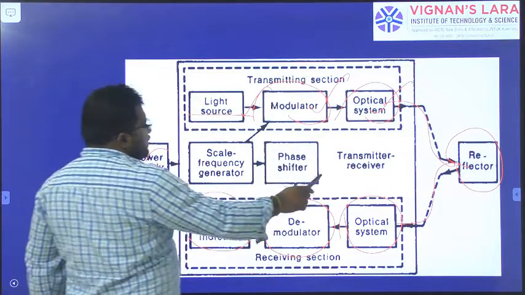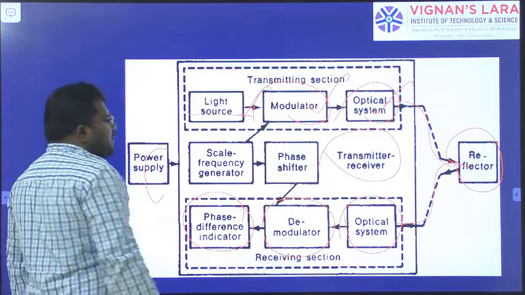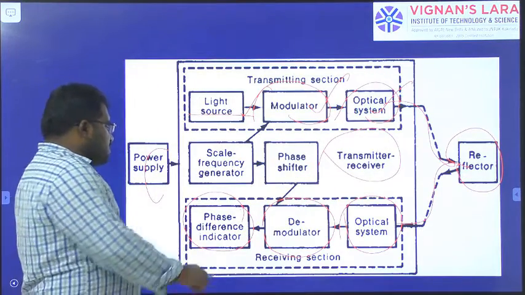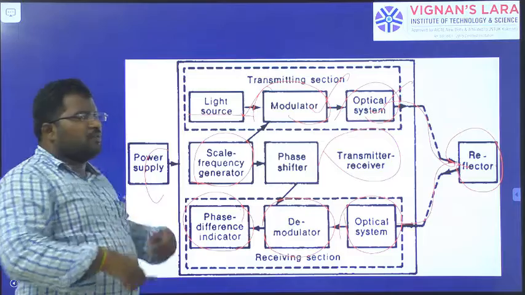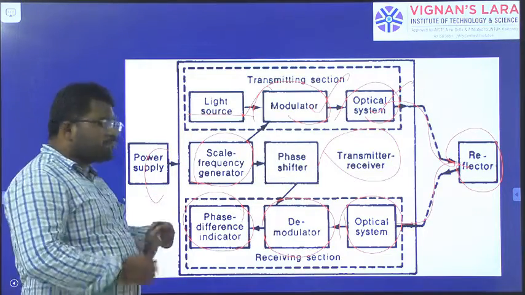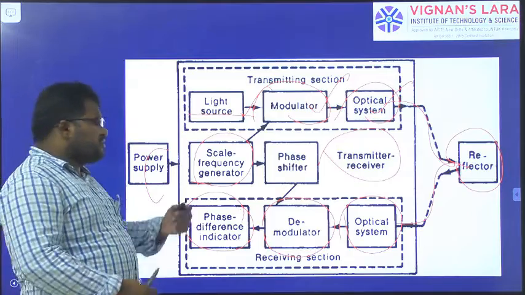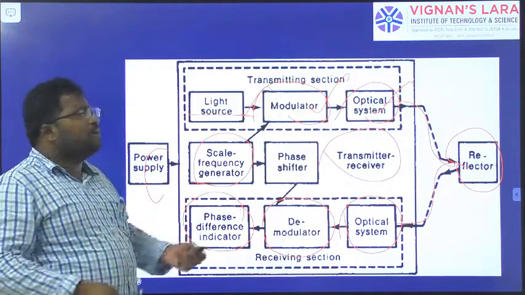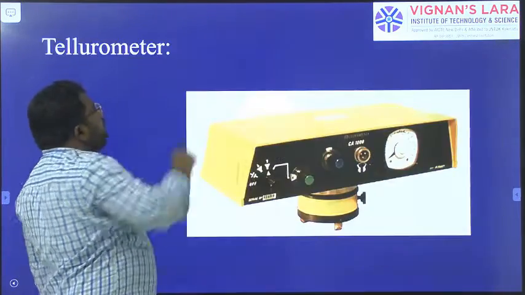So here we have a transmitter-receiver system. Finally, we see at what time it went and what time it came. That is called phase modulation. Because of this principle, we get to know the length between two points.